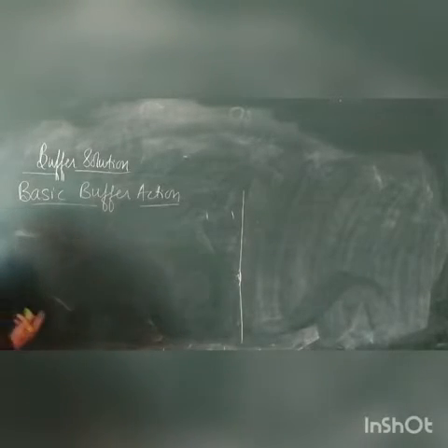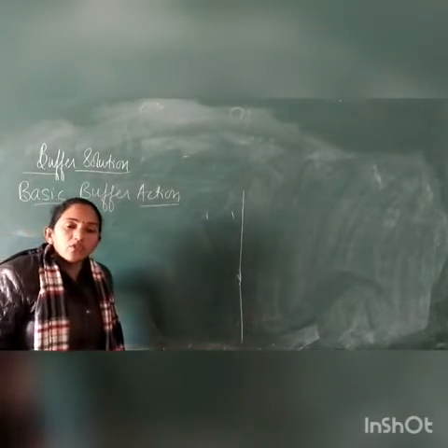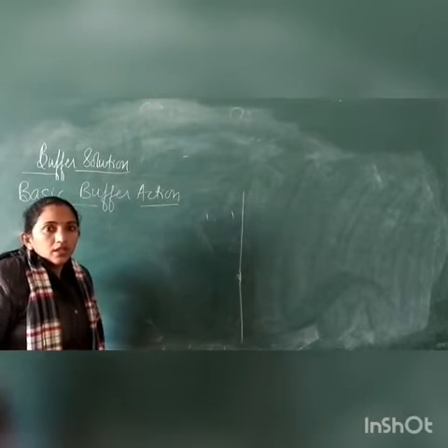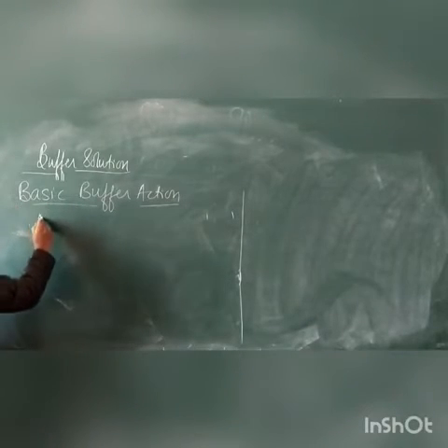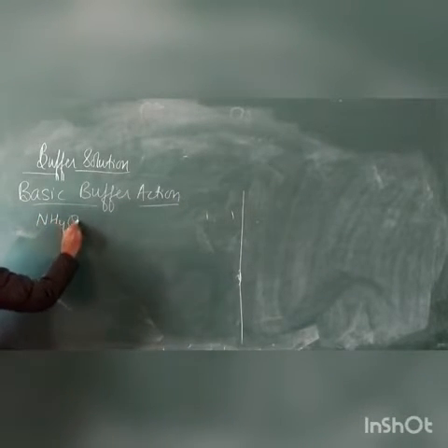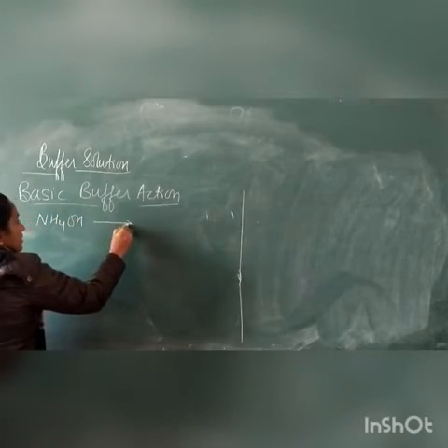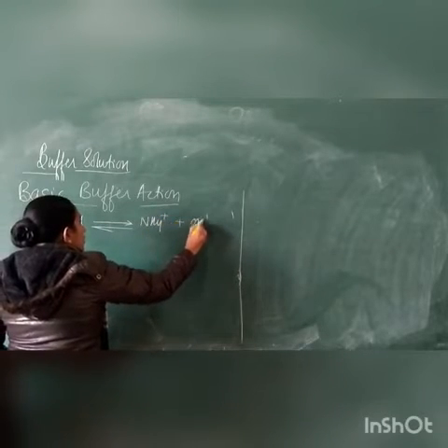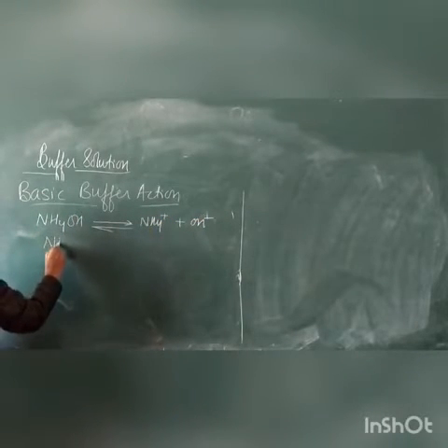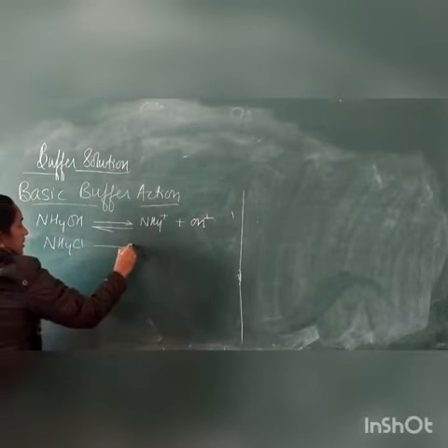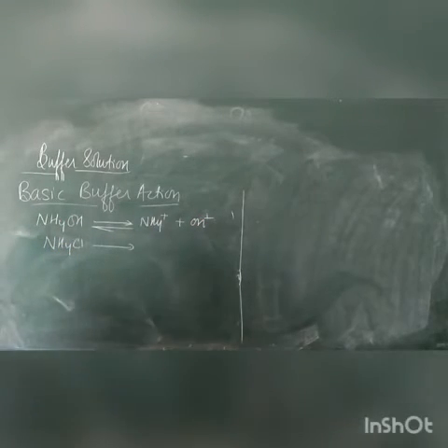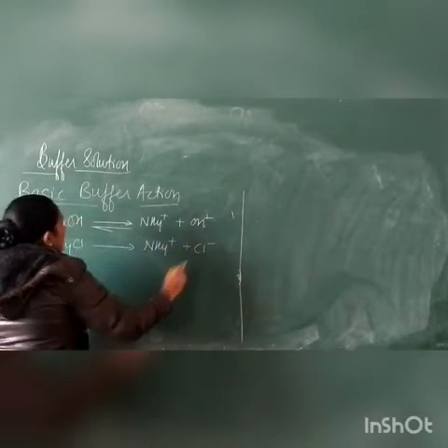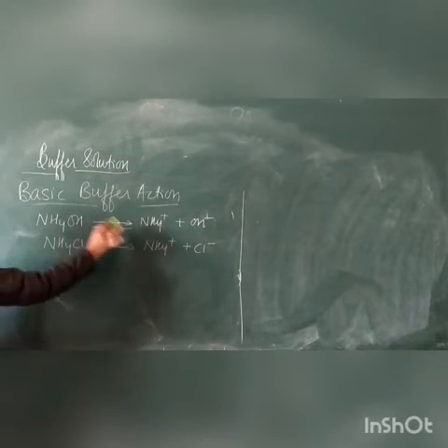So basic buffer action will be observed in the basic buffer solution, which contains the weak base and its salt with a strong acid. So let's first write down the equations for the basic buffer solution. So here we get NH4 positive and OH negative ion, and the salt of the weak base with strong acid is NH4Cl. Here we get NH4 positive and Cl negative ion. This is the buffer solution, right?